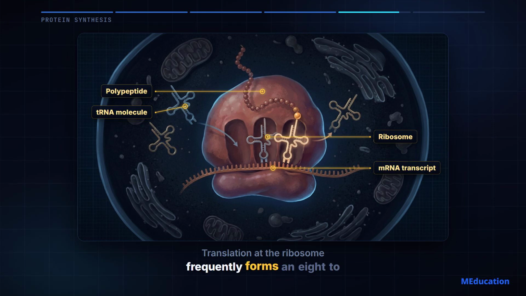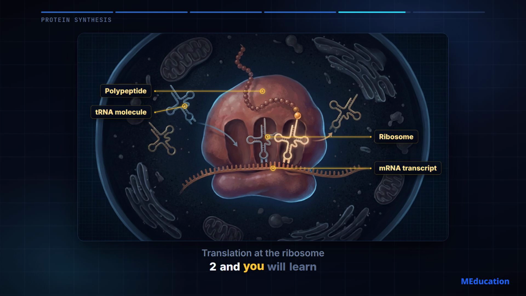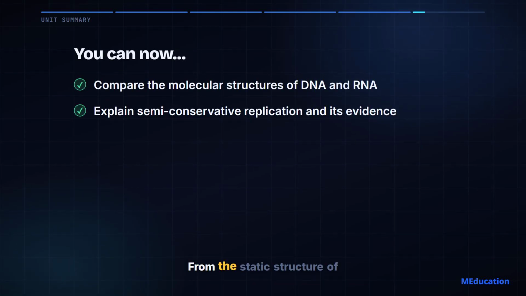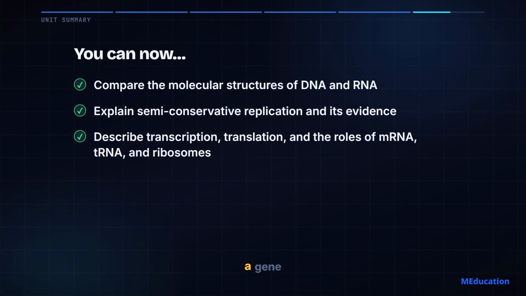The sequence of events here frequently forms an 8 to 12 mark question in Paper 2, and you will learn to describe it flawlessly. This unit is a sequential journey, from the static structure of a nucleotide to the dynamic copying of a chromosome to the active expression of a gene. Master these steps and the rest of the biology syllabus will click into place.